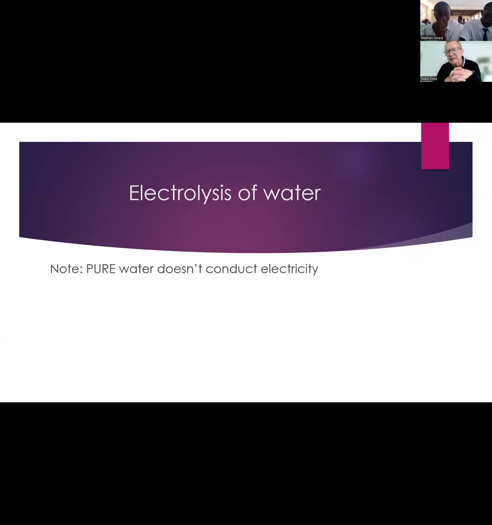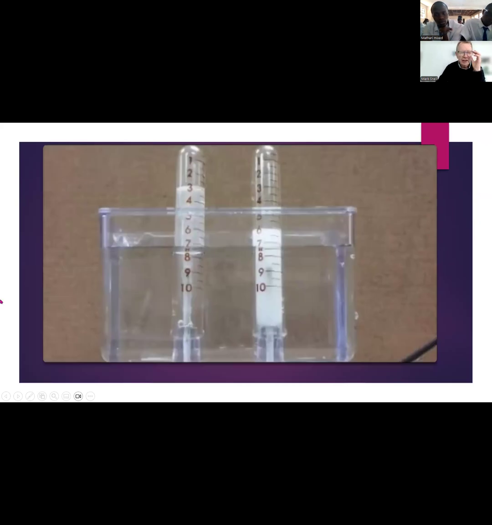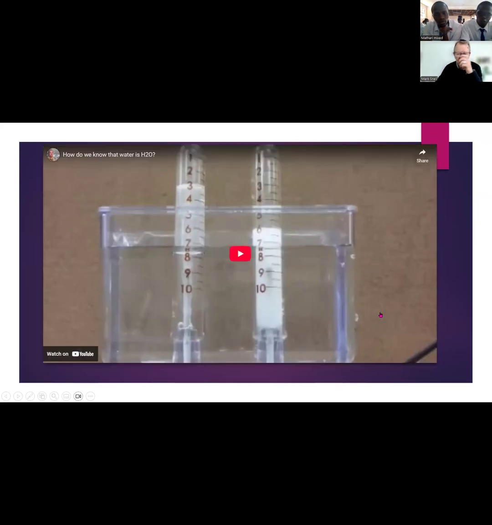Something you have to remember is that water, pure water, does not conduct electricity, at least not at very low voltages. If we want it to conduct electricity, we have to help it conduct electricity, and that normally means adding a small amount of sulfuric acid. The sulfuric acid doesn't change. In other words, there is the same amount later, but it helps the water to conduct. So what happens? Well, here is a little experiment.